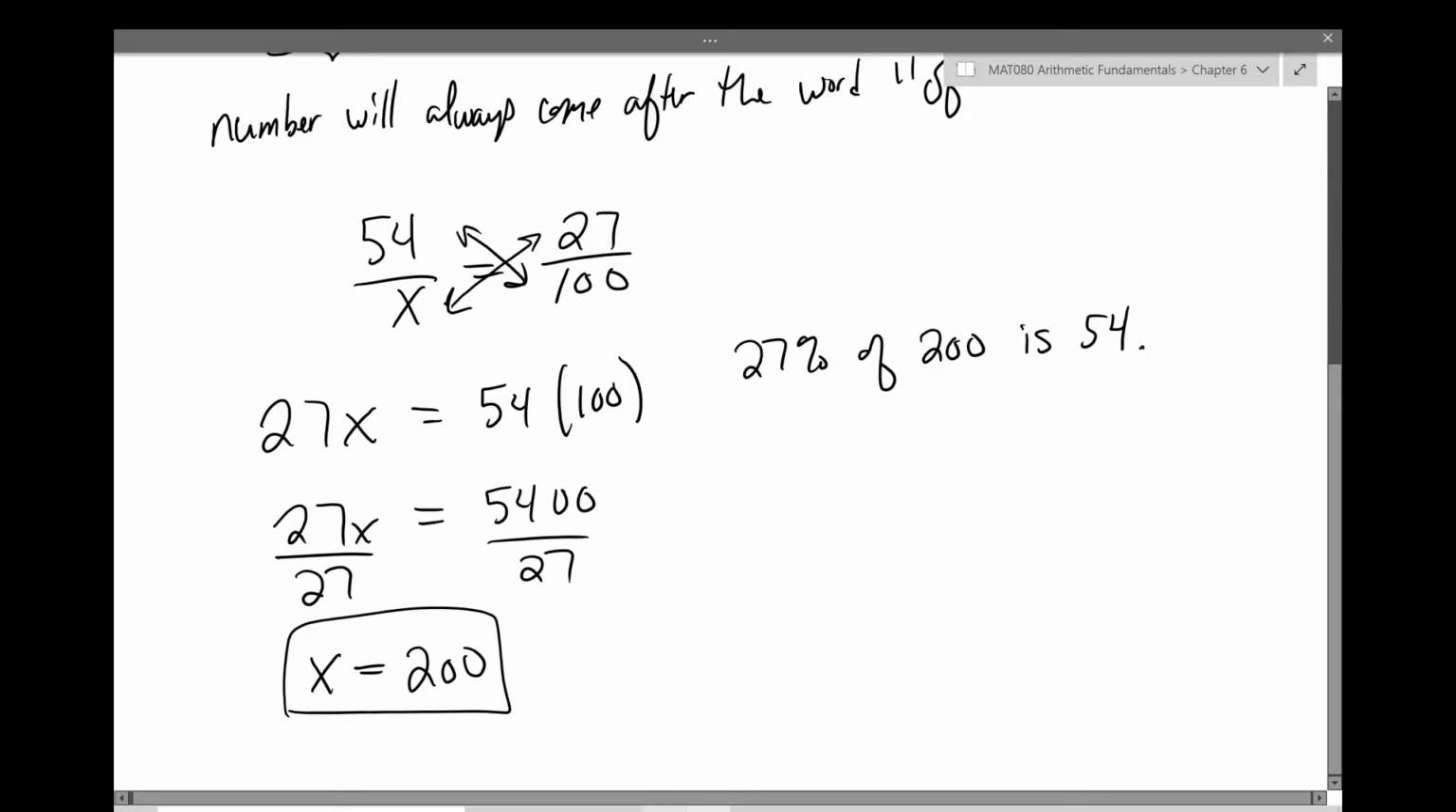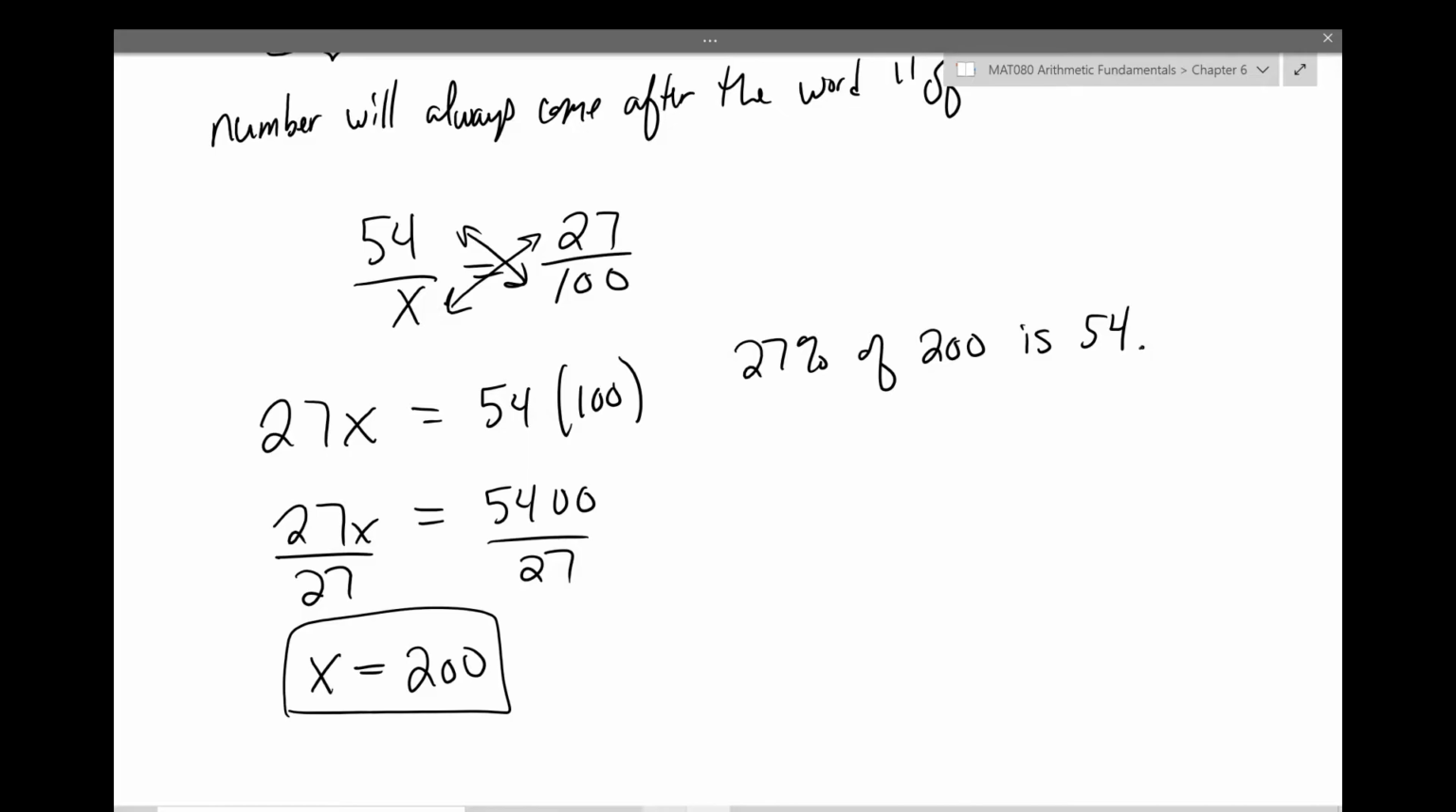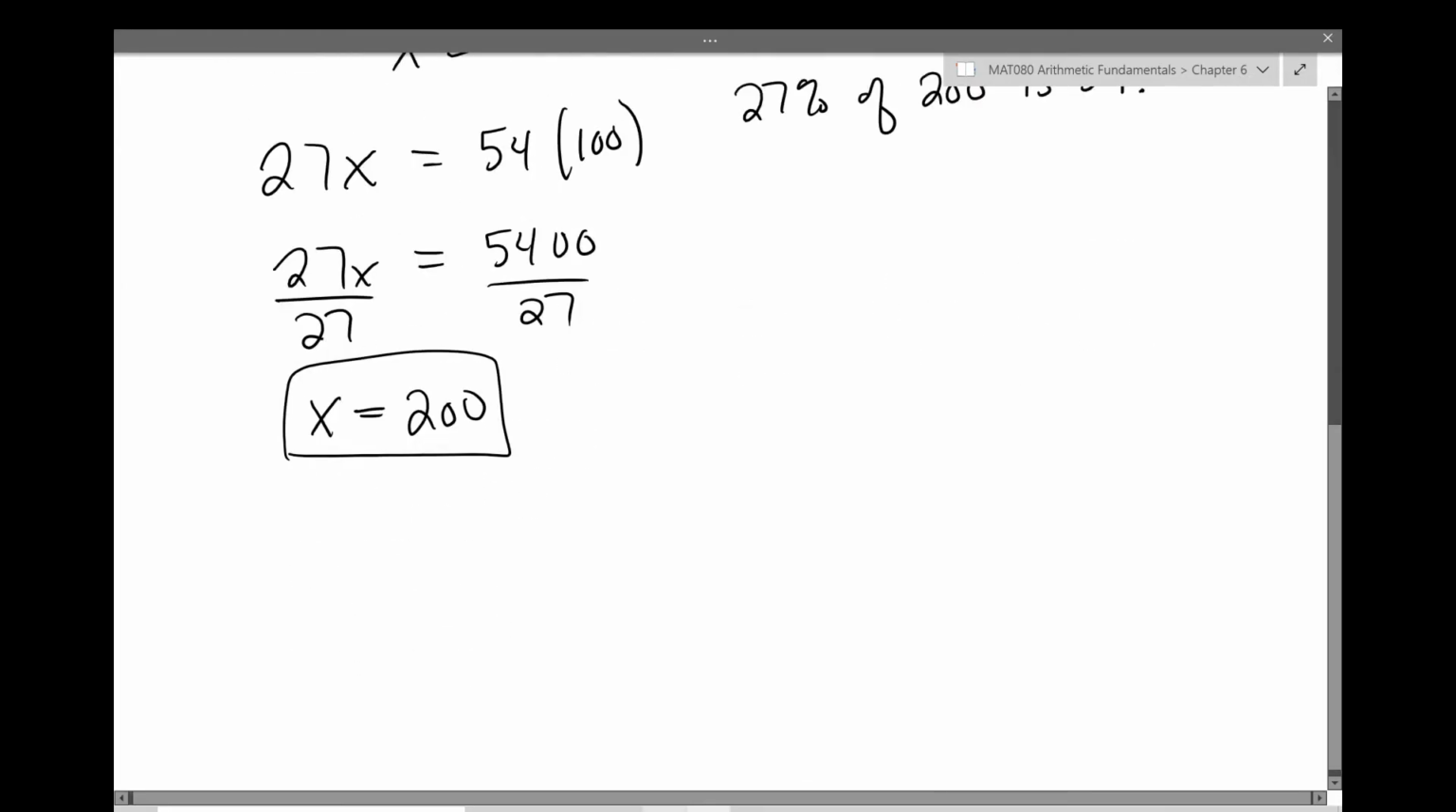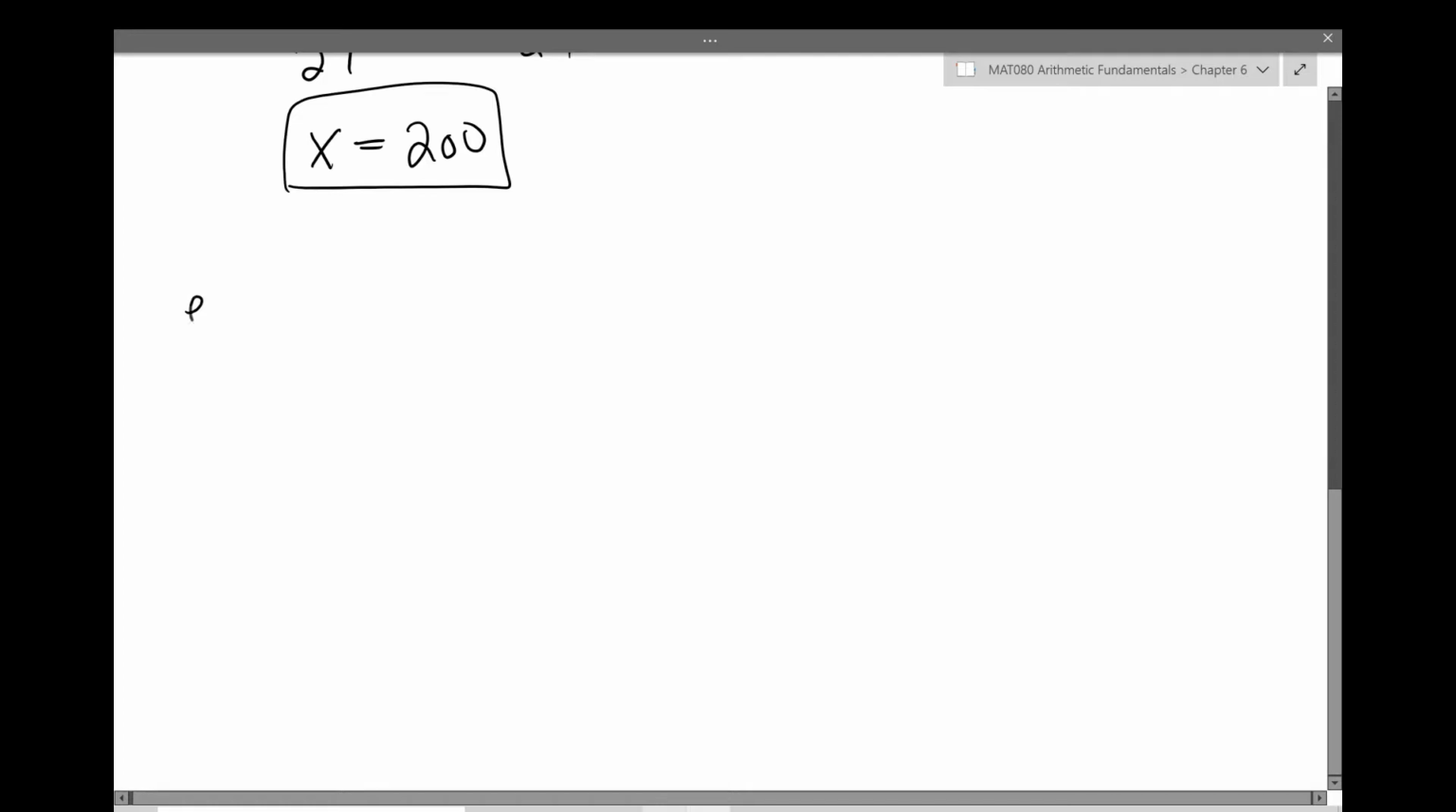And I hope that makes sense. I hope now when you look at this problem, and I know we've seen it before, I hope now it makes a little bit more sense. So from here on out, all I'm going to use is that percent proportion. So let's do a bunch of examples, okay?